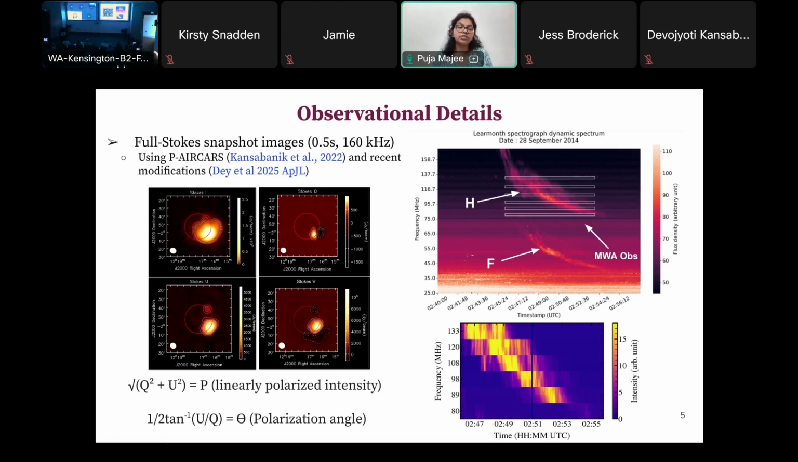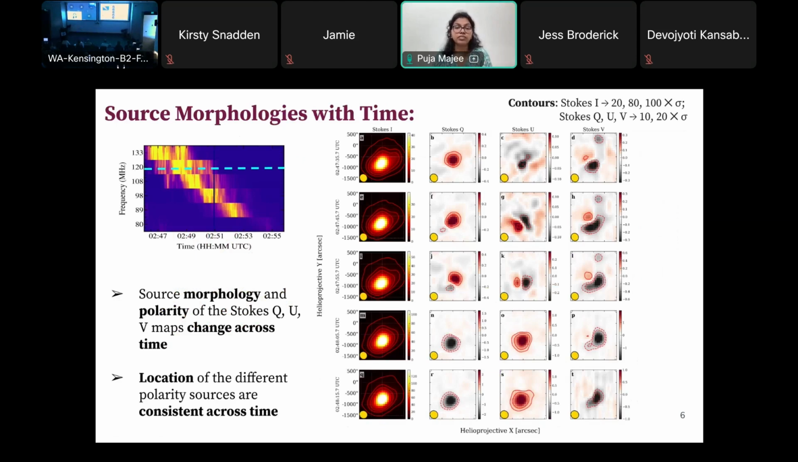So in this study, we studied the morphology of this type 2 emission with time and frequency. This plot shows the Stokes I, Q, U, and V images with a time interval of 10 seconds, and this dashed line shows the cut over which these images are shown. While the Stokes I image shows no morphological changes over time, in the Q, U, and V images you can see that a lot of things are happening.